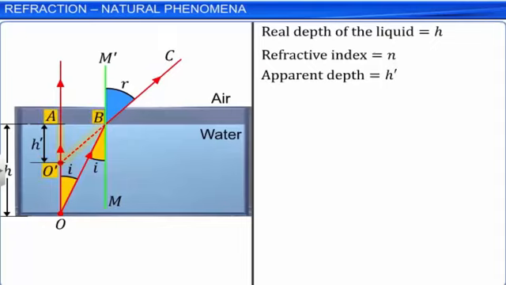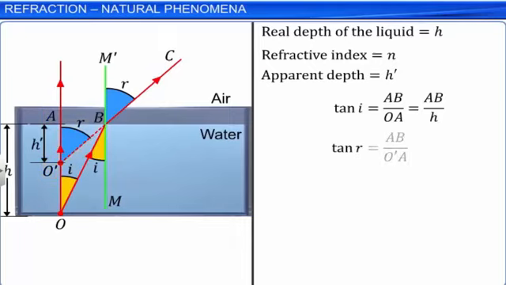Then from triangle OAB, tan i is equal to AB by OA, which is equal to AB by h. And from triangle O'AB, tan r is equal to AB by O'A and is equal to AB by h'. Therefore, tan i by tan r is equal to AB by h divided by AB by h', which is equal to h' by h.